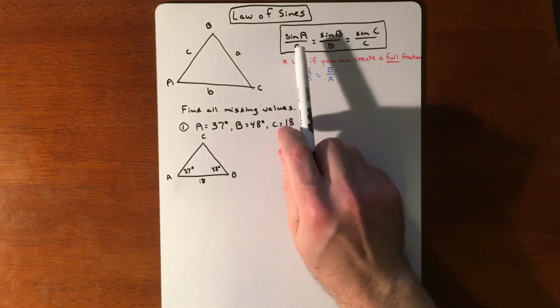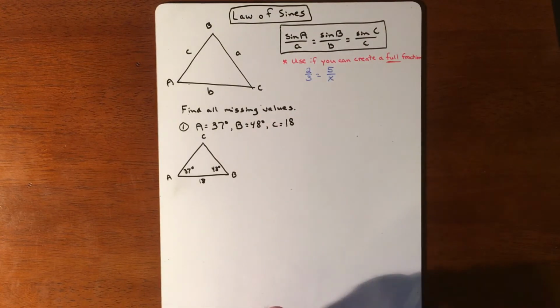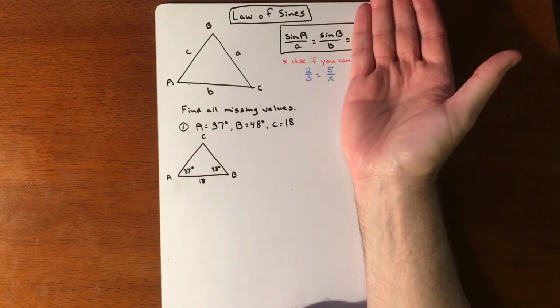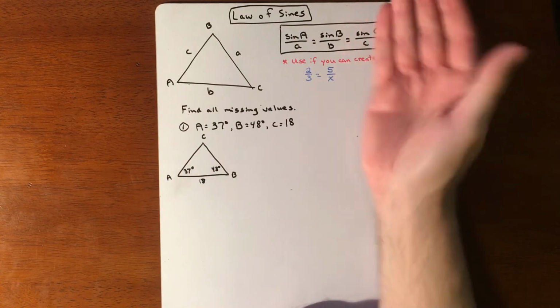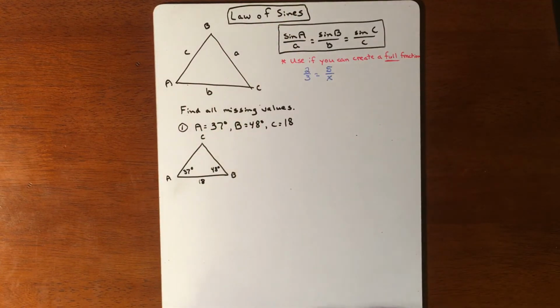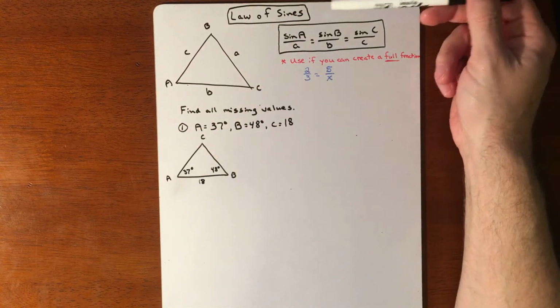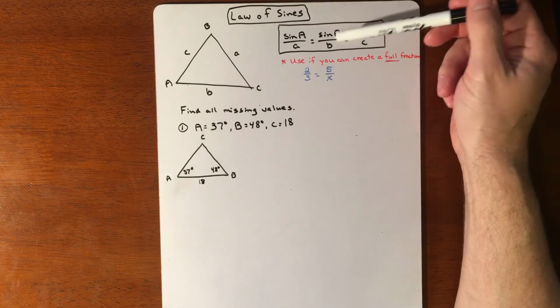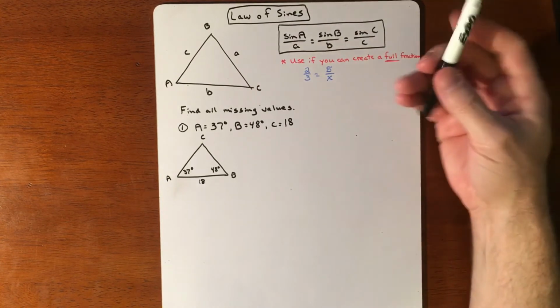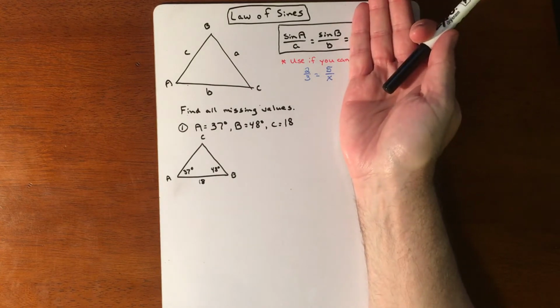So here's what it looks like. It's basically just proportions. You set two of the three ratios equal to each other to create a proportion, and it doesn't matter which combination. It all depends on what you're given. So let's say you chose this fraction equals this fraction. This was your setup.